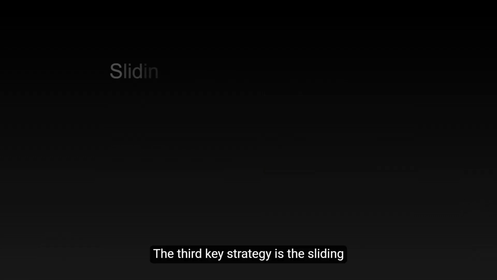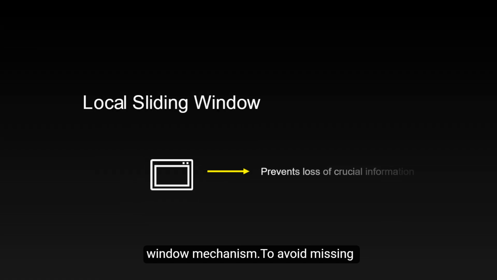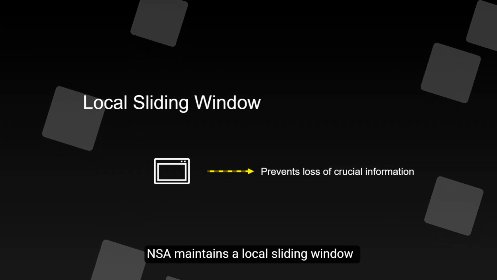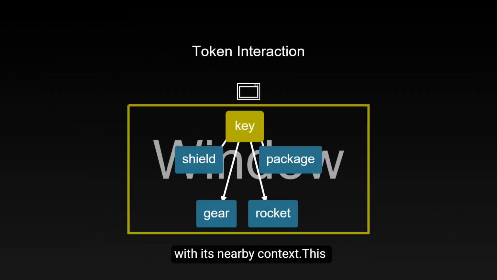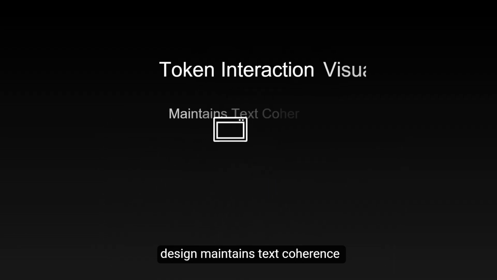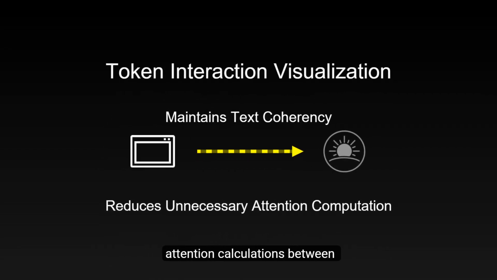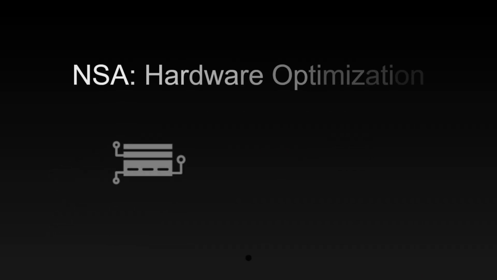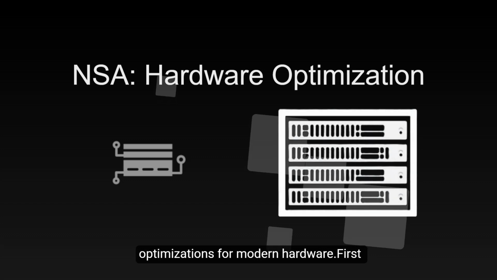The third key strategy is the sliding window mechanism. To avoid missing important information, NSA maintains a local sliding window, ensuring that each token can interact with its nearby context. This design maintains text coherence while greatly reducing unnecessary attention calculations between distant tokens. In terms of engineering implementation, NSA has conducted a series of deep optimizations for modern hardware.